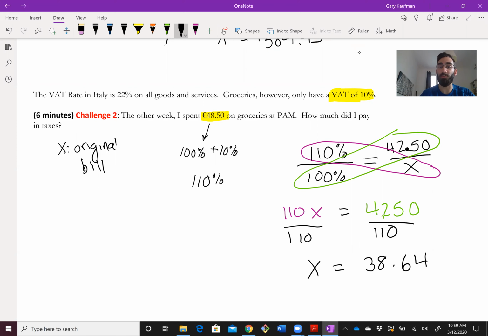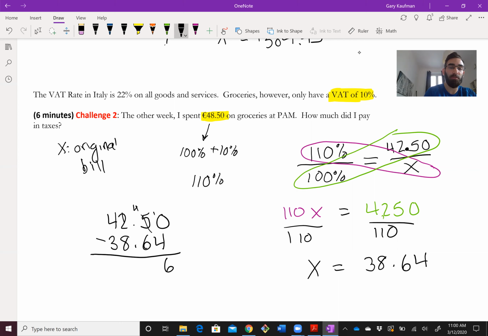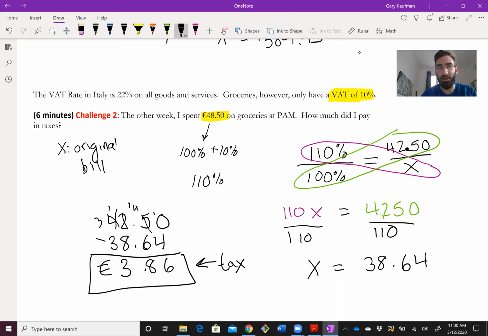Now this represents my original bill, but the question asks for the taxes. Well, 48.50 is what I paid, minus the 44.09, which was the cost without the taxes. So that becomes 4.41. This is the tax that I paid.